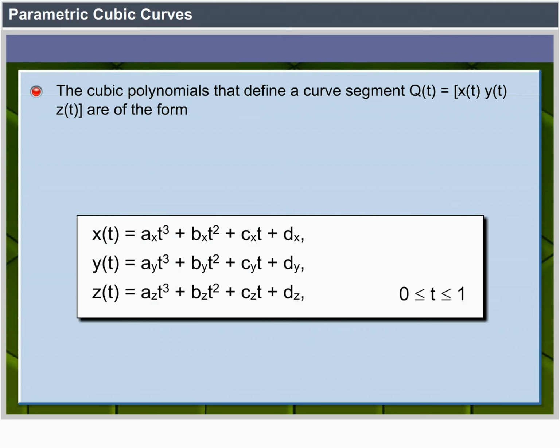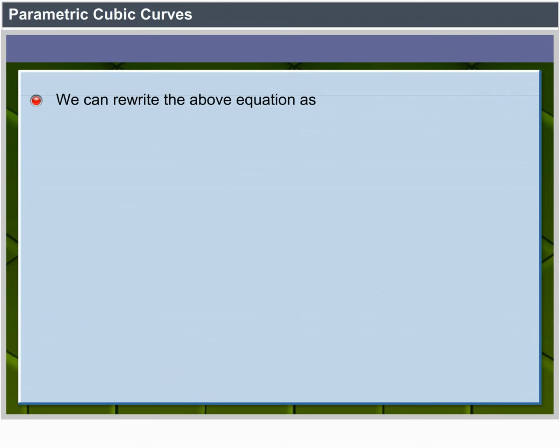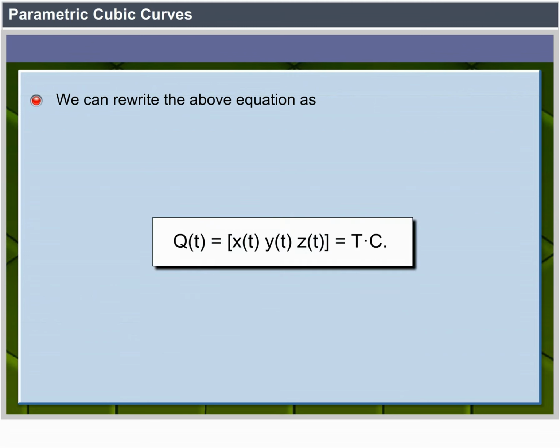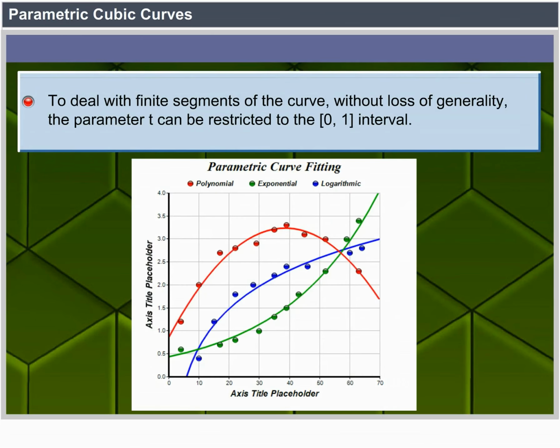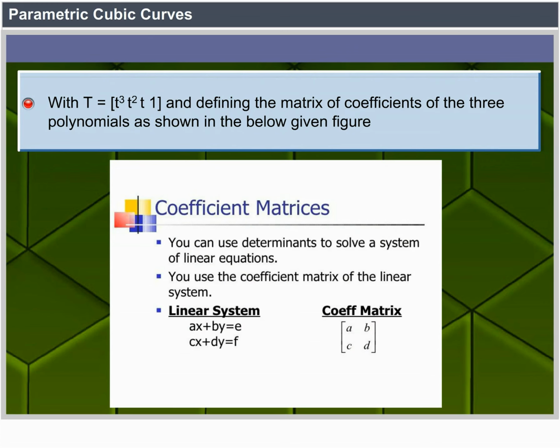We can rewrite the above equation as q of t equals x of t, y of t, z of t equals T times C. To deal with the finite segments of the curve without loss of generality, we restrict the parameter t to the 0, 1 interval. With capital T equals t cubed, t squared, t, 1, and defining the matrix of coefficients of the three polynomials as shown below.